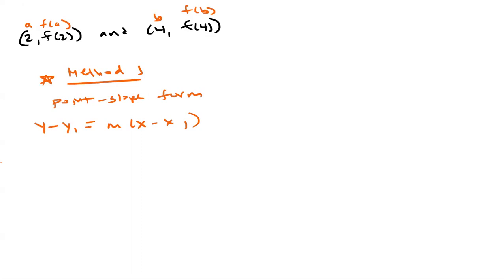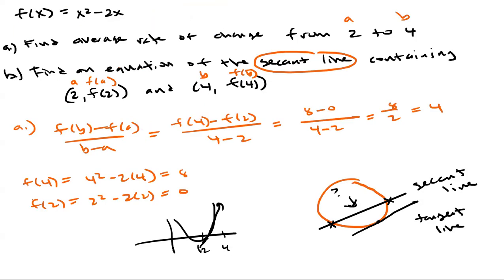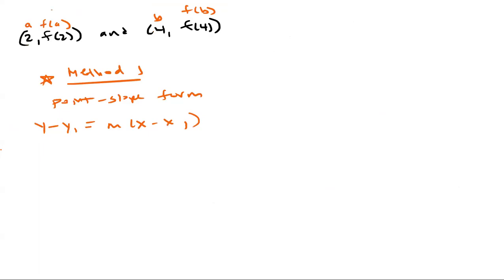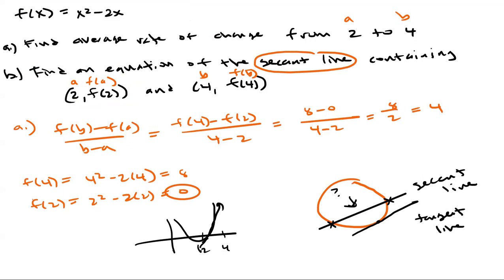But now I can plug in my information and I can pick one of these points. So I can pick this point here, or I can pick this point here, and it doesn't matter because they're on the same line, so we're going to get the same exact answer. So let's just do the one on the left because it's smaller numbers. I like working with smaller numbers. So f of 2 was 0. This coordinate here is 2, 0. That's what we found out from here. f of 2 is 0.